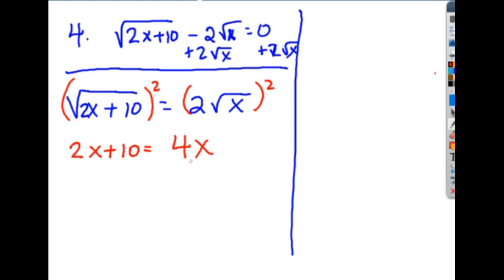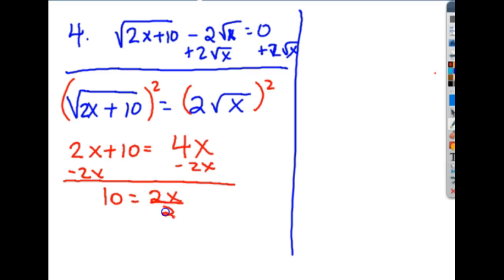Now I am just combining like terms, and so what am I going to do with this 2 over here? 10 equals 2x. Divide by 2. x equals 5, maybe. Because what does this side of your paper say? What are we checking? We're checking to see if x equals 5 is a true solution.